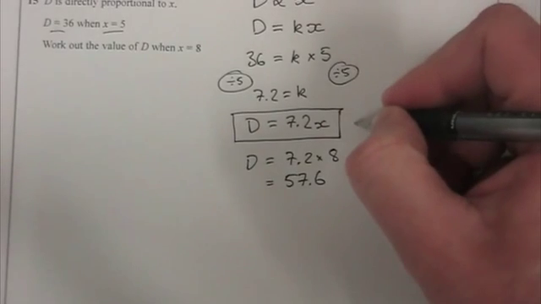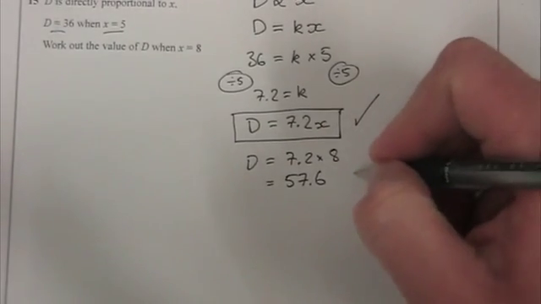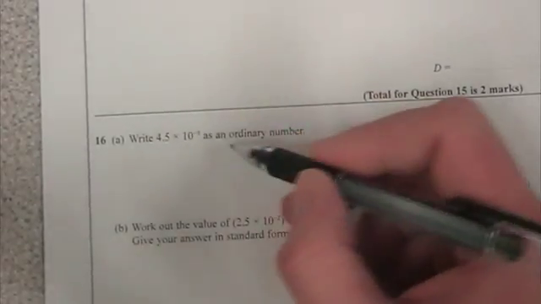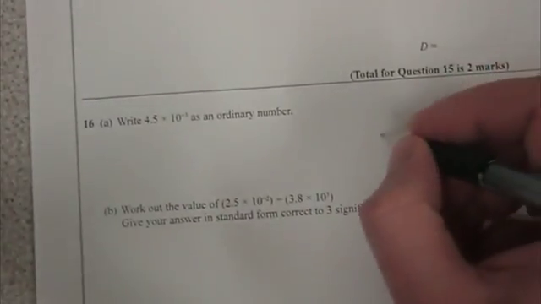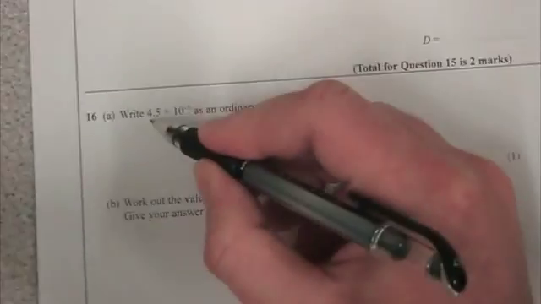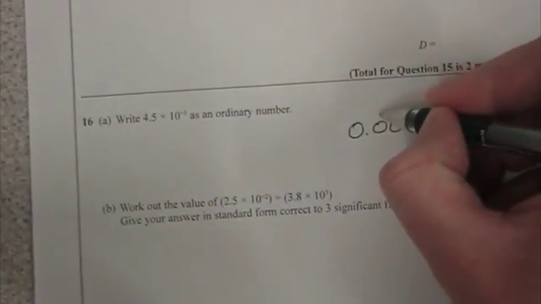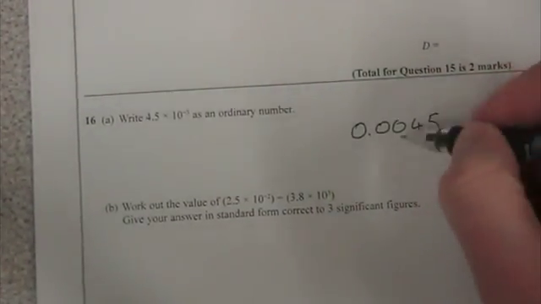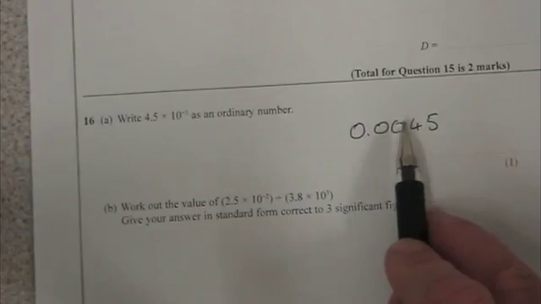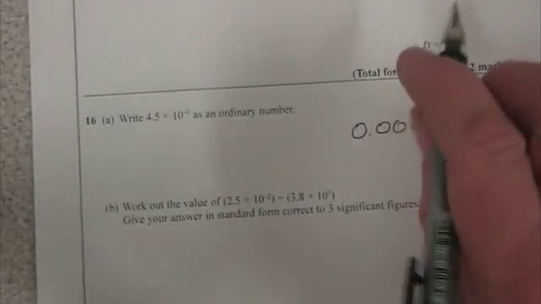You get 1 mark for correctly deriving the formula, and a mark for substituting the result correctly. Question number 16. Write 4.5 times 10 to the minus 3 as an ordinary number. Well, if it's 10 to the minus 3, I know it's 0.00 because we're moving back 3 spaces. So the 4, which was before the decimal point, is going 1, 2, 3 spaces back, followed by the 5. So that is it written as an ordinary number. That 4 has moved back 1, 2, 3 spaces, and so has the 5 as well.